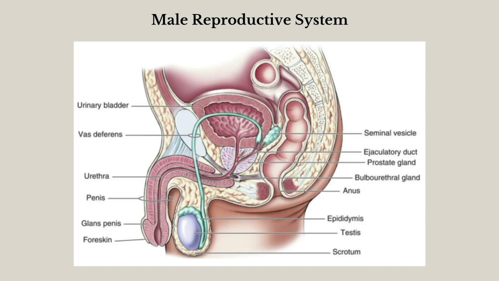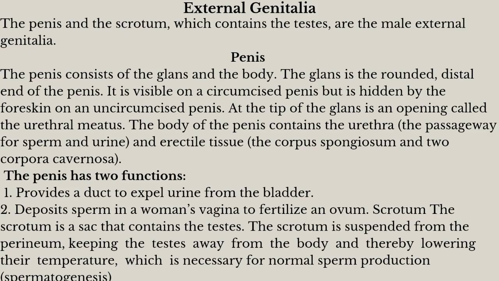Male reproductive system. As you can see in the picture, there are the parts of the male reproductive system. The first one is the urinary bladder, vas deferens, urethra, penis, glans penis, foreskin, seminal vesicle, ejaculatory duct, prostate gland, bulbourethral gland, anus, epididymis, testes, and scrotum.